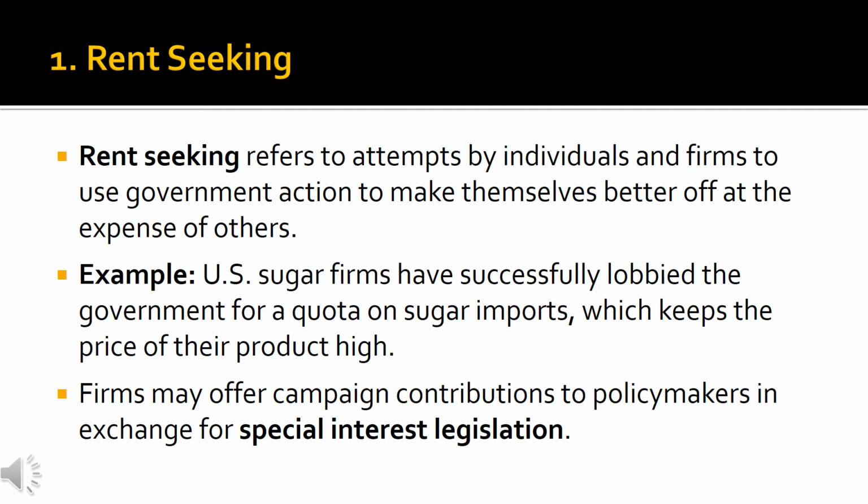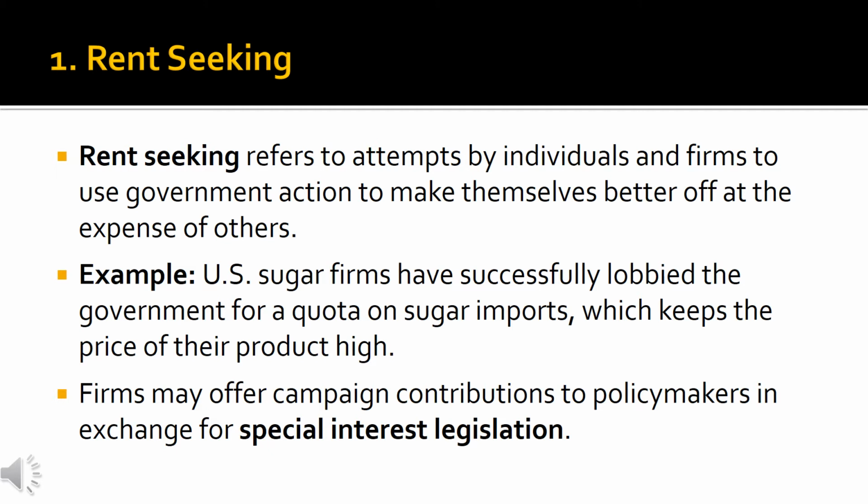But by placing a quota on the amount that can be imported into the country, U.S. producers can end up competing, because there's only a certain amount of sugar that's allowed in, much less than Americans would like to buy on the market. By keeping the price of their product high, U.S. sugar growers are able to compete in this market and earn fairly high profits. What they're willing to do is offer campaign contributions to policymakers in exchange for this sort of legislation that helps them out.